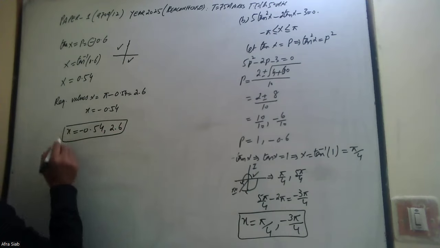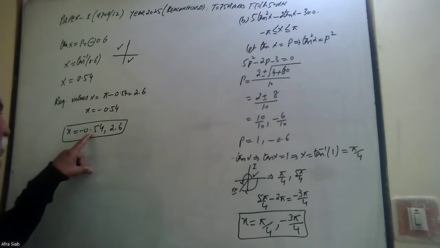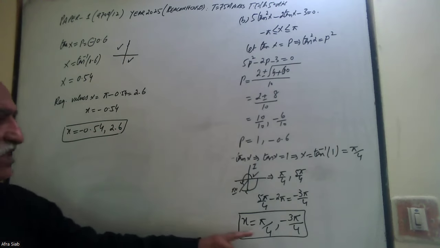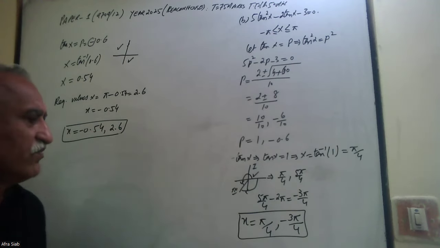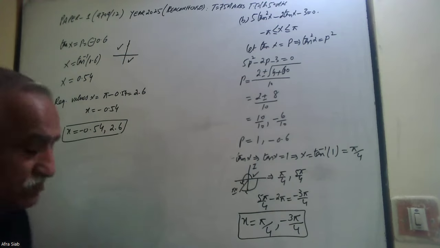So these are four values of x: minus 0.54 and 2.6 and pi by 4 and minus 3 pi by 4, which you can convert even to decimal values. So these are the four possible answers for this question of 5 tangent square of x minus 2 tangent of x minus 3 equal to 0.